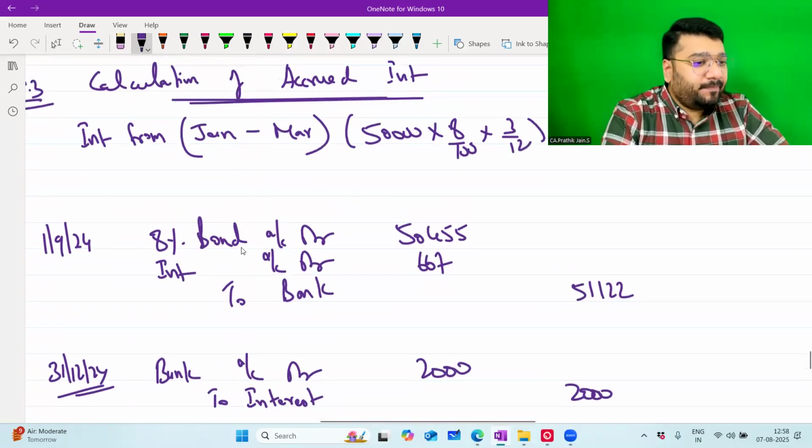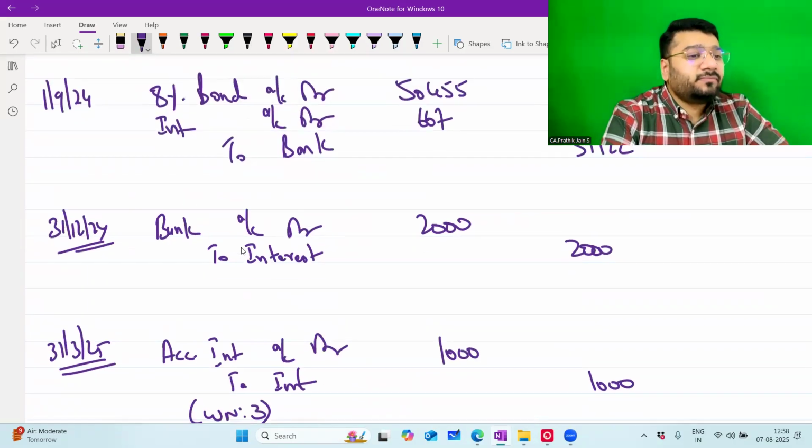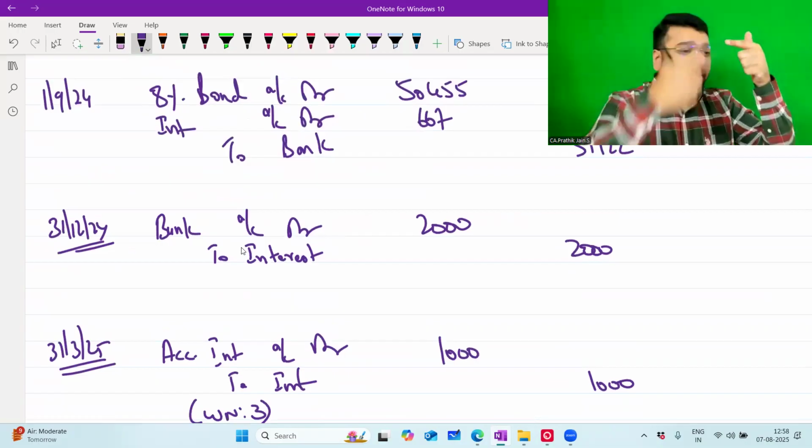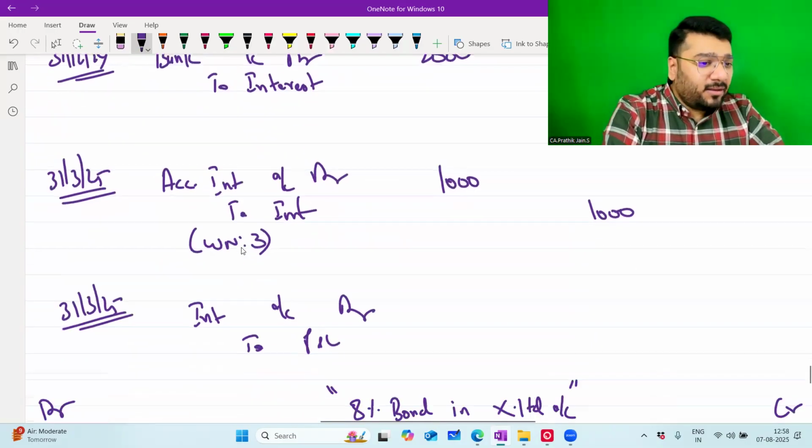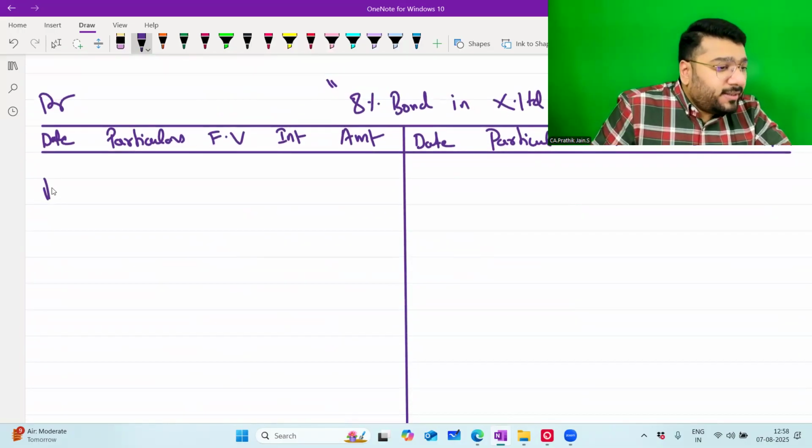First entry, 1 September. Investment account, to bank. Interest account, to bank. So to bank on 1 September 25.